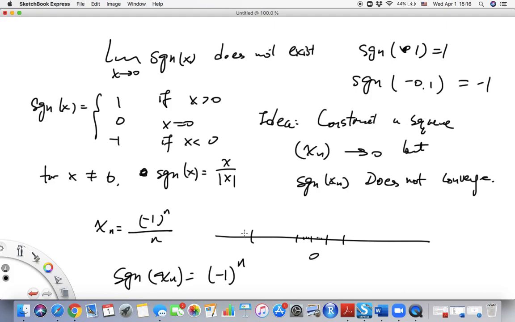Therefore, the limit does not exist. Okay. So next example, we want to show the limit as x goes to 0 of sine 1 over x does not exist in R.